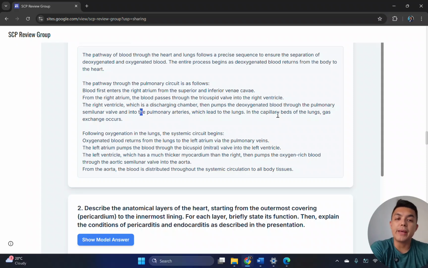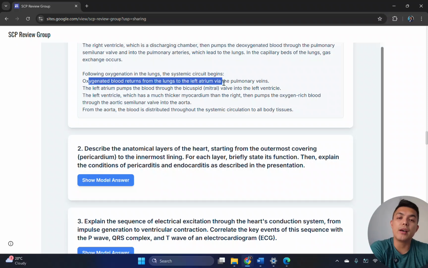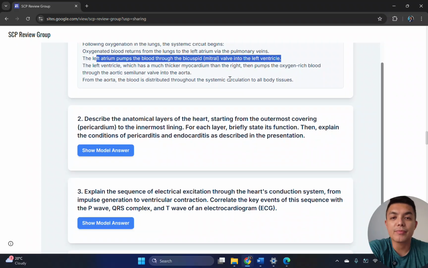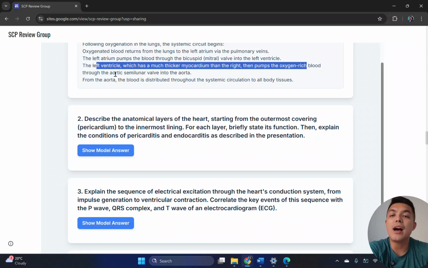So in the capillary beds of the lungs, gas exchange occurs. And following oxygenation in the lungs, the systemic circuit begins. So oxygenated blood returns from the lungs to the left atrium via the pulmonary veins. The left atrium pumps the blood through the bicuspid or mitral valve into the left ventricle. And then the left ventricle, which has a much thicker myocardium than the right, pumps the oxygen-rich blood through the aortic semilunar valve into the aorta. And it gets pumped all over the body.